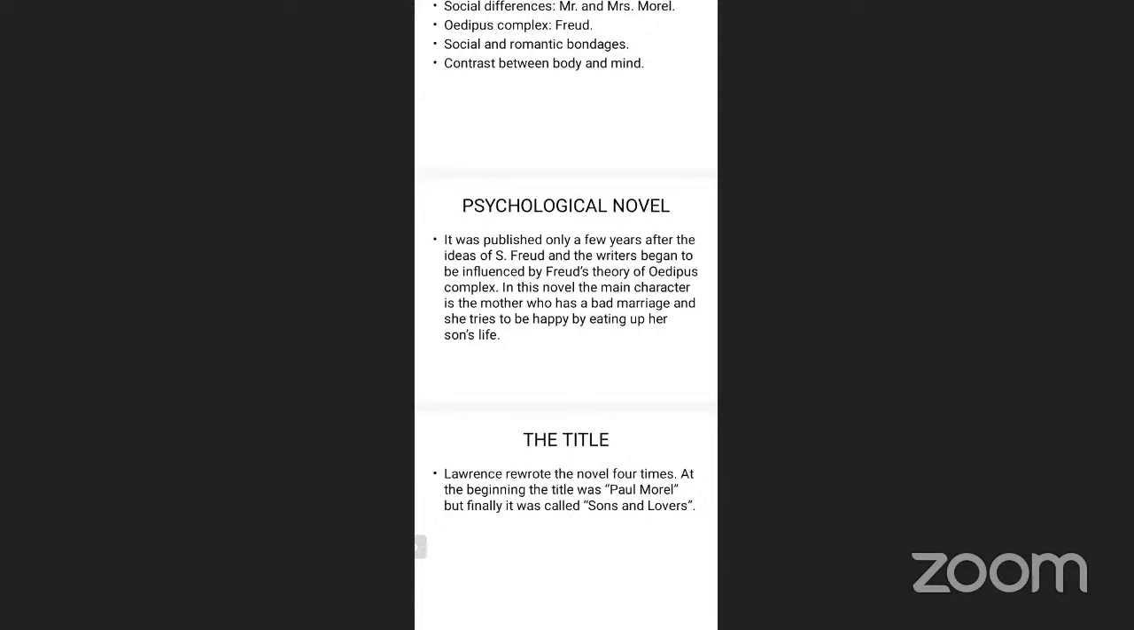Now, this novel also deals with the psychological factor, because until and unless psychology is there, we can't talk about the Oedipus complex, we can't talk about the body and mind complex, isn't that so? So can you read this portion, what is written over here, the psychological novel? Can you read this out loud, any one of you? I have talked about it, but just you read it, okay?